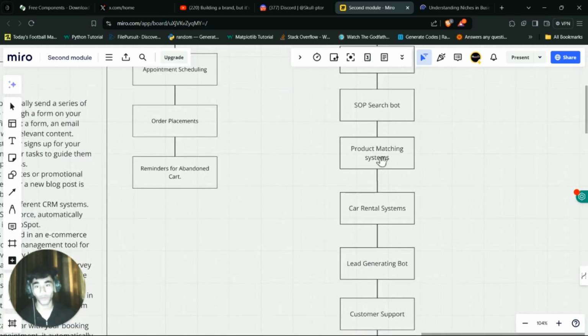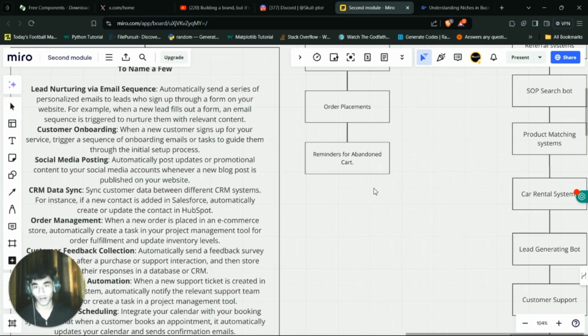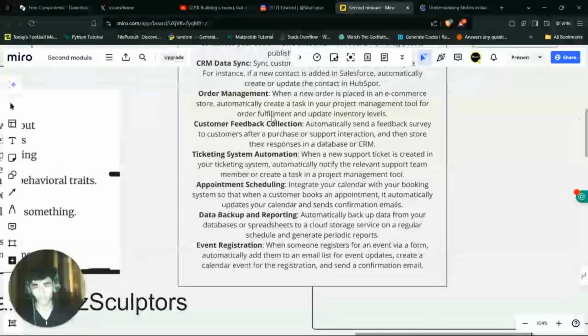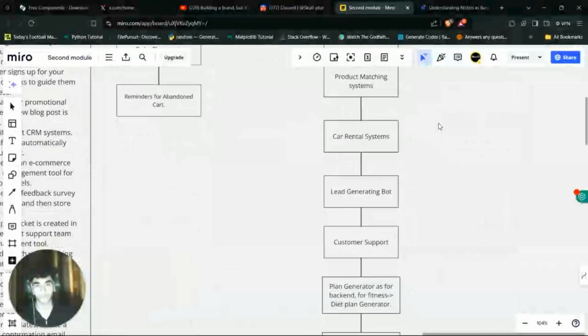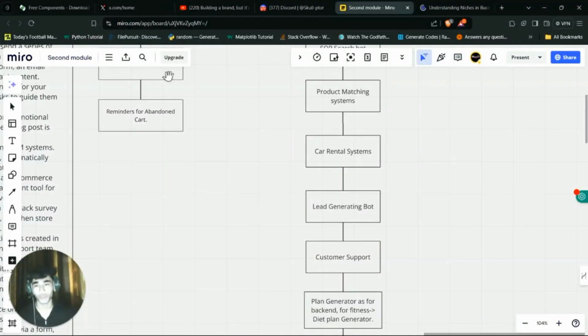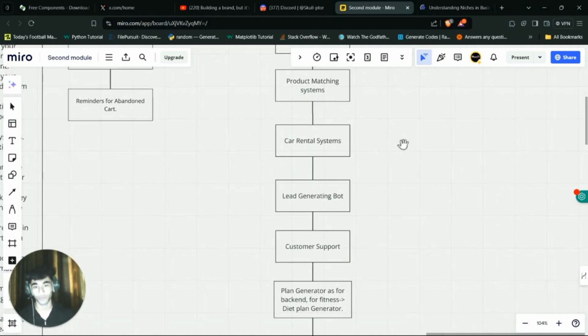For e-com, I've already listed out a lot, like product matching, auto placements, reminders for abandoned carts. There's a lot more here as well, like customer feedback and all these things. So you can just select e-com as a niche and have these solutions offered to them as a value stack, and they would happily say yes to your offer.